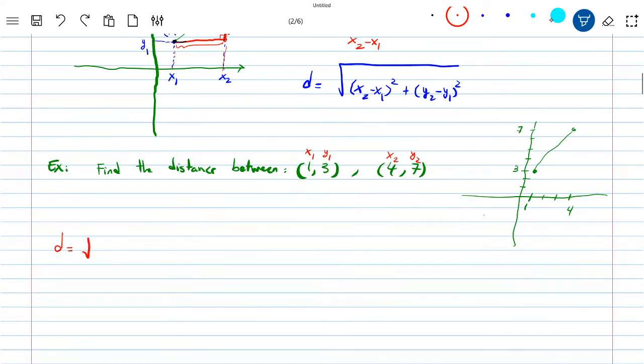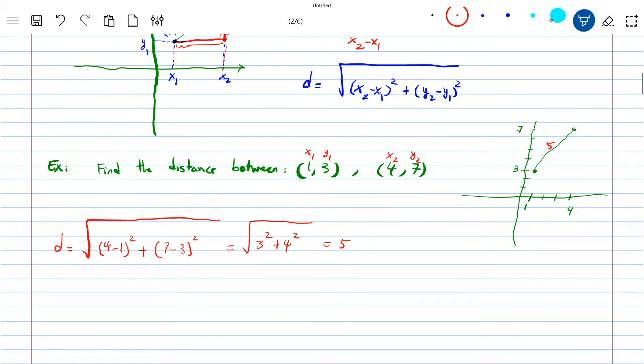So the distance would be the difference between x1 and x2: 4 minus 1 squared, plus the difference between the y's squared: 7 minus 3 squared. If you simplify, 4 minus 1 squared is 3 squared, plus 7 minus 3, 4 squared. Add them up, that's 25. Square root of that, simply 5. So this length is 5.